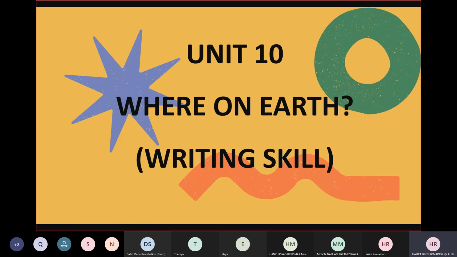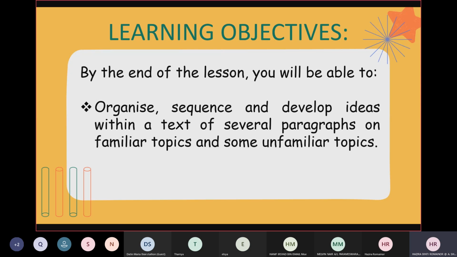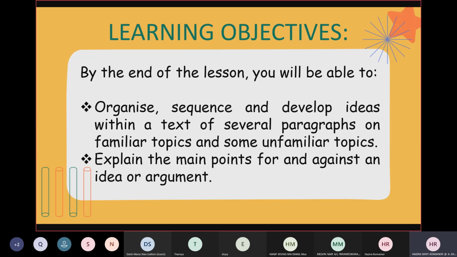Okay, all right. Unit 10, where on earth, writing skill. This is the last skill and of course the toughest skill for you to score in exam and as well in your PBD writing. All right, before we proceed, this is our learning objective. By the end of the lesson, you will be able to organize, sequence, and develop ideas within a text of several paragraphs on familiar topics and some unfamiliar topics, and also explain the main points for and against an idea or argument.